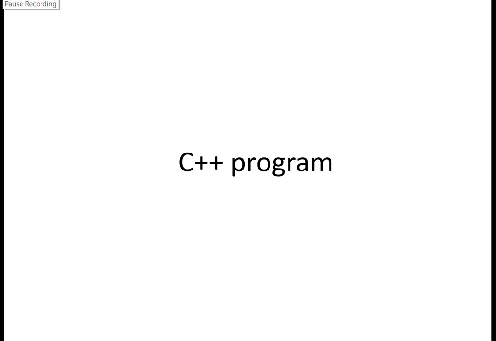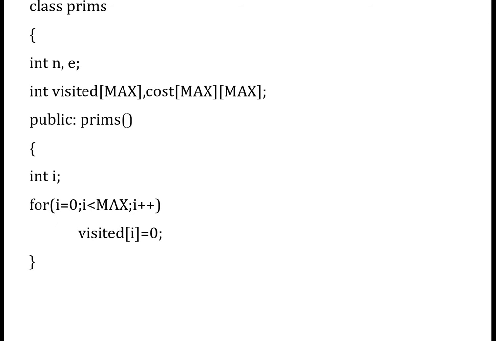Hello everyone. In this video, I explain C++ code for Prim's algorithm. We define a class Prims. There are two main arrays. One is the visited array for marking whether the node is visited or not. 0 means not visited, 1 means visited.